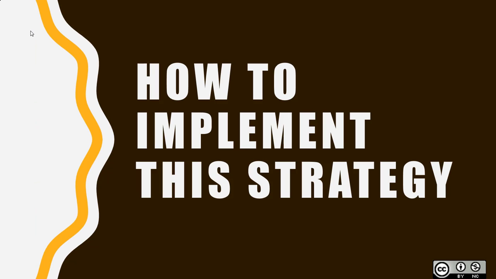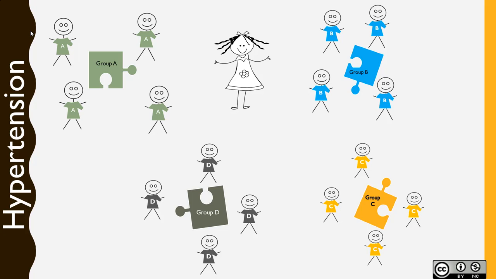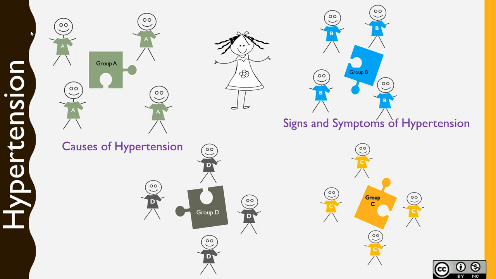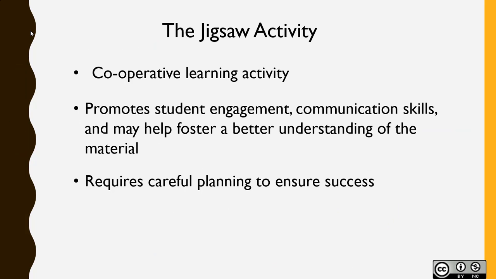How to implement this strategy? I'm going to use hypertension as an example of how you could use the Jigsaw method in a health class. If the overall topic is hypertension, Group A could do causes of hypertension. Group B could do signs and symptoms of hypertension. Group D could do treatment for hypertension. And the last group could do the role of ultrasound in hypertension. And by the end of their lecture, they'll know everything they need to know about hypertension.